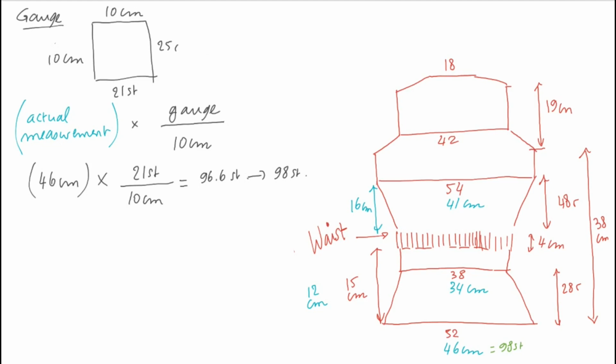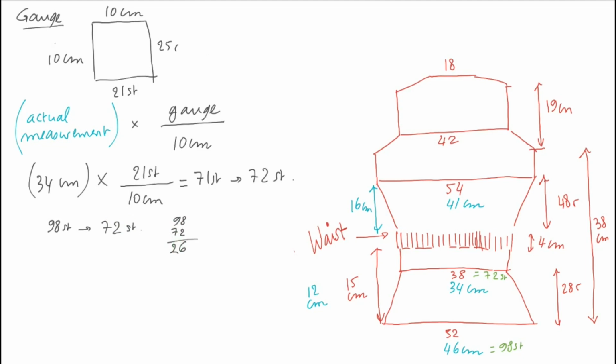And then the next stage I must reach is the waist. When I get to the waist, I want to be down to 34 centimeters. So do the same calculation again, just replacing the 46 with the 34. And we get 71. Darn it, make that 72. So now we can work out what needs to happen between the hip and the waist. We need to go down from 98 stitches to 72 stitches. That's 26 stitches.